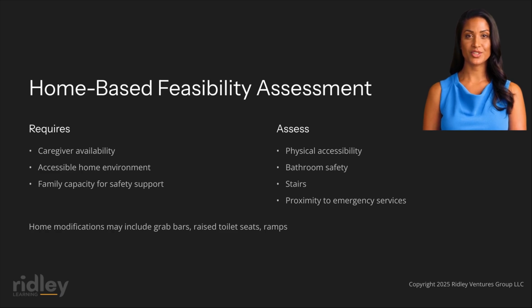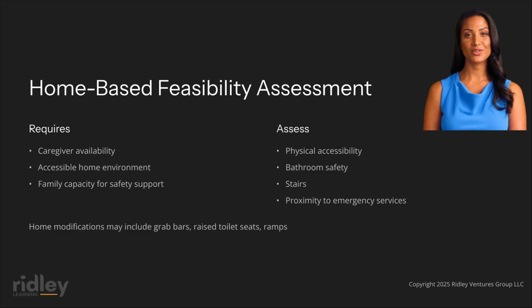Home environment assessment should evaluate physical accessibility, including entrance and interior navigation, bathroom safety, and the availability of space for therapy activities and equipment. Environmental modifications such as grab bars, raised toilet seats, shower benches, and ramp installation may be necessary to enable safe home-based care for stroke survivors with mobility limitations.